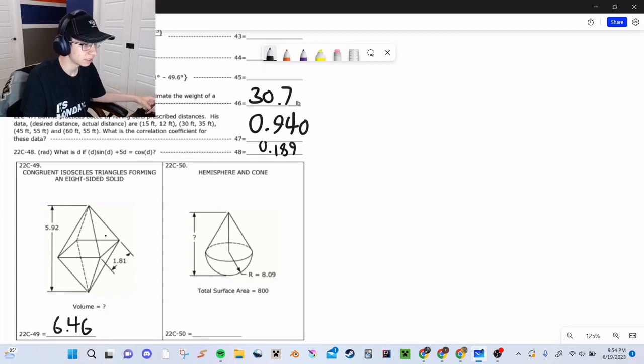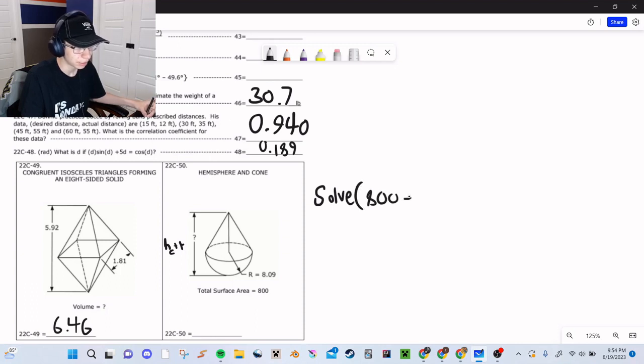Okay, number 50. We have a hemisphere and a cone. We know what the surface area of this figure is. We know what the radius of the cone and the hemisphere is, but we want the height. Or the combined height of the cone plus the radius, because that's what this whole segment is. The height plus the radius. So let's set this up in a solver. We have 800 being equal to the surface area.